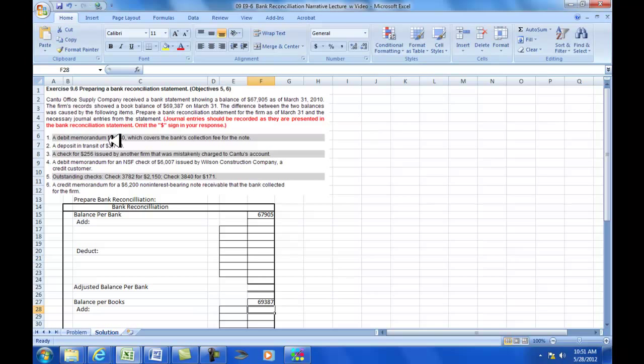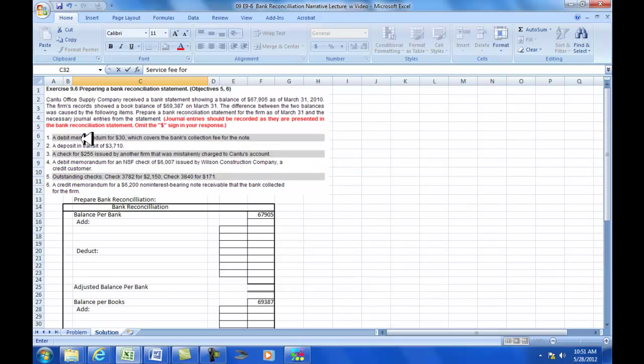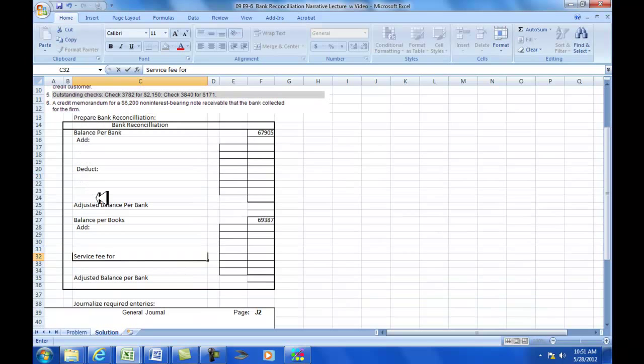The first item here, a debit memorandum for $30, which covers the bank's collection fees on a note, was on the bank statement but not in our books. Since it's in the bank number here, we don't need to do an adjustment to the bank, but it's not in our books yet, so we need to do an adjustment there. So I'll go ahead and put that right here: service fee, covers collection fee. I'll put this in as a minus number. It's going to be a deduction.